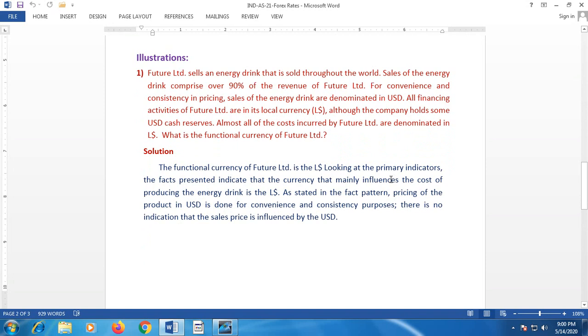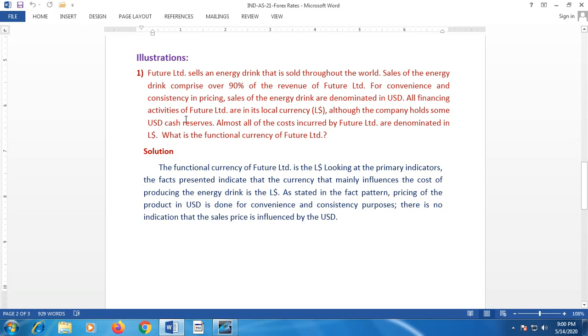The functional currency of Future Limited is the local currency. Looking at the primary indicators, the facts presented indicate that the currency that mainly influences the cost of producing the energy drink is local currency. As stated in the fact pattern, pricing of the product in US dollar is done only for convenience and consistency purposes. There is no indication that the sales price is influenced by the US dollar.